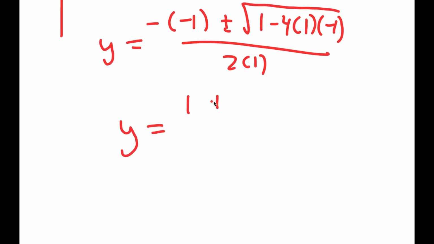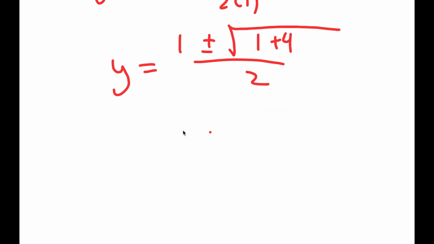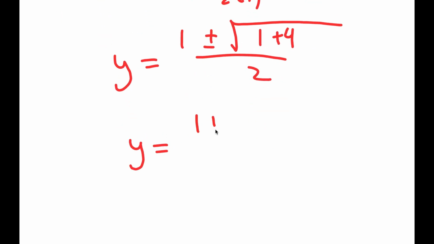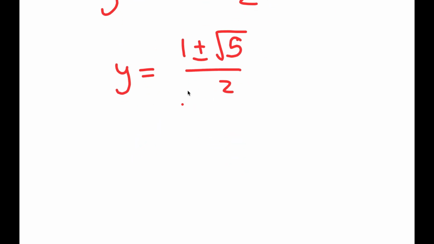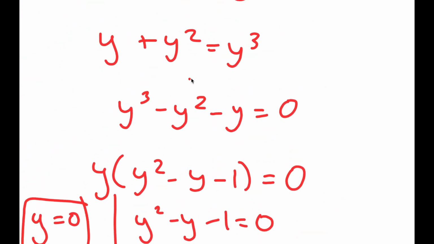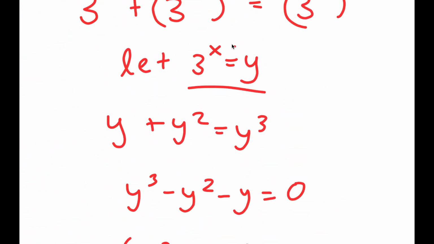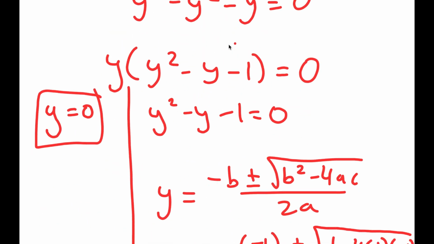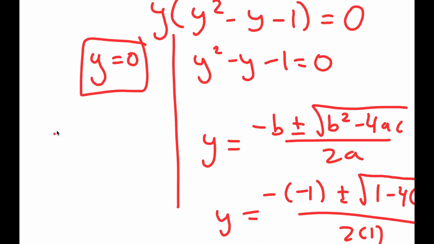And this turns into 1 plus or minus the square root of 1 plus 4 over 2, which is equal to 1 plus or minus the square root of 5 over 2. So this is the value of y. However, we aren't done yet because we have 3 to the power of x is equal to y. So let's first start with y equals 0.